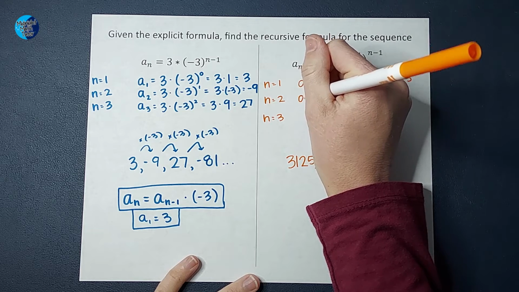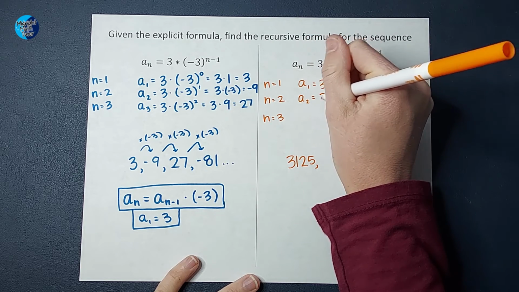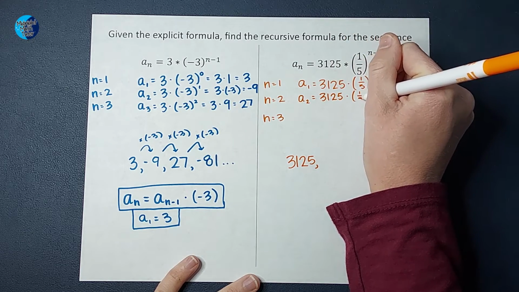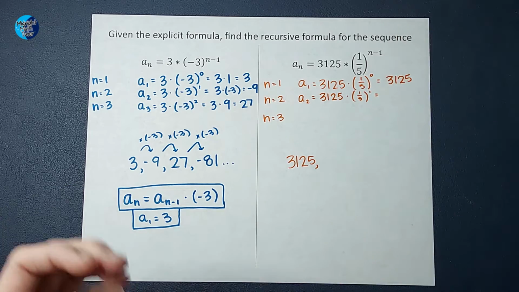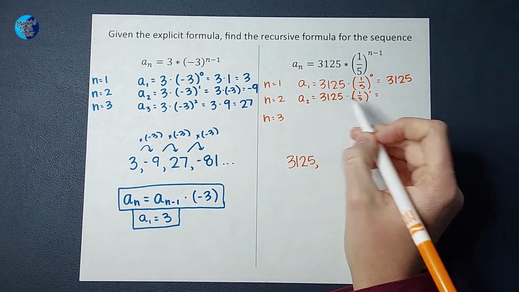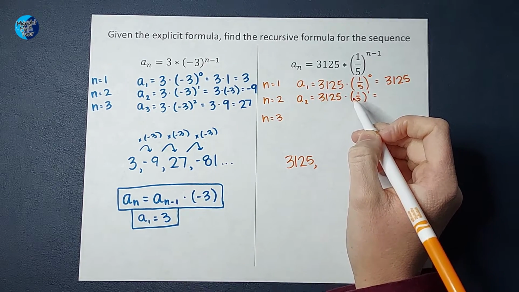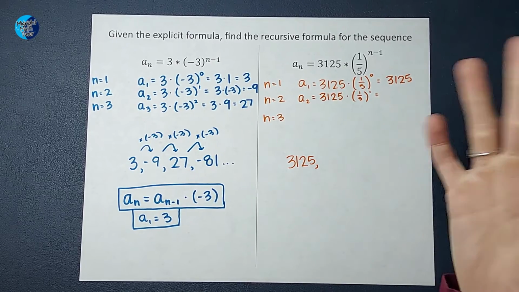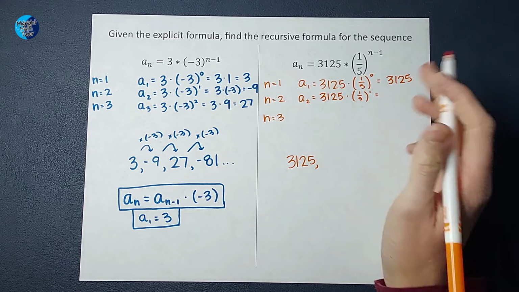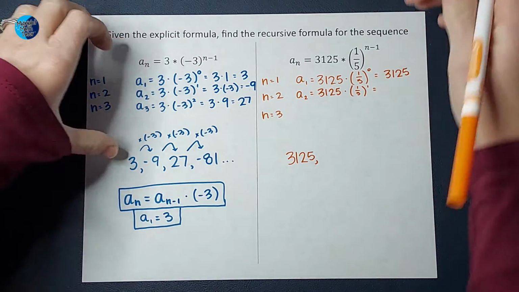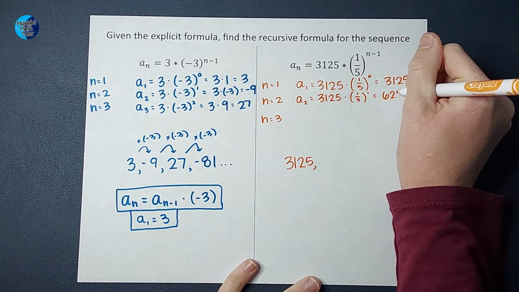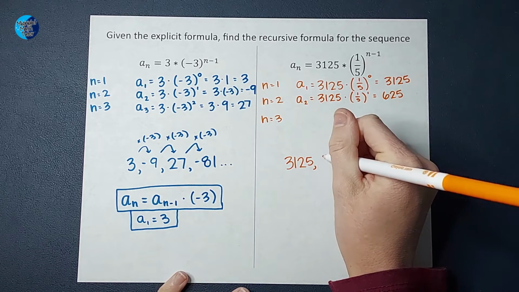Now, let's figure out the second number. A sub 2 is going to be 3,125 times 1/5 to the first power, which is just 1/5, right? So we're taking 3,125 times 1/5, which you can also think of as dividing by 5. That's the same thing. So 3,125 times 1/5 or divided by 5 is 625. So that is the second number.